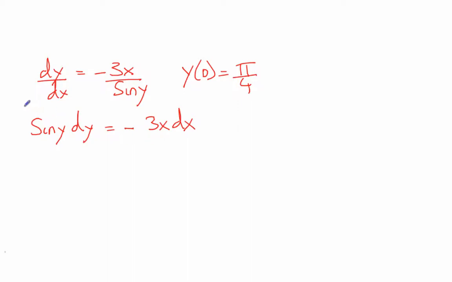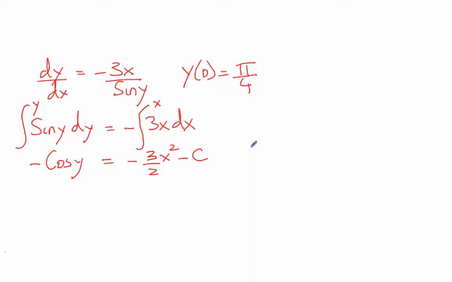And now let's integrate both sides. So integrate from somewhere up to y and somewhere up to x. And when we integrate, we'll get minus cosine of y equals minus 3 over 2 x squared plus a constant, or minus a constant, doesn't matter, it's the same thing. And so from here, we can determine the constant c.